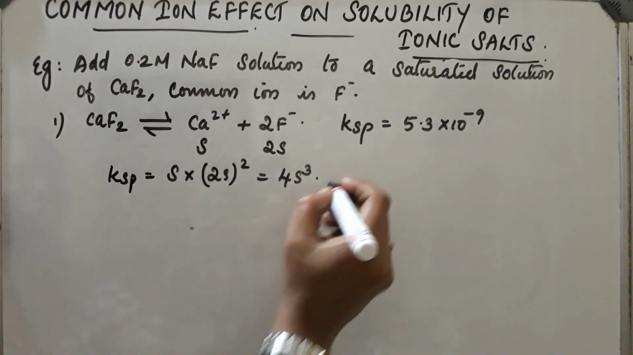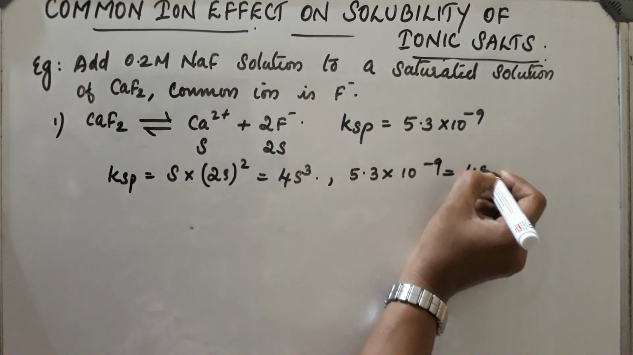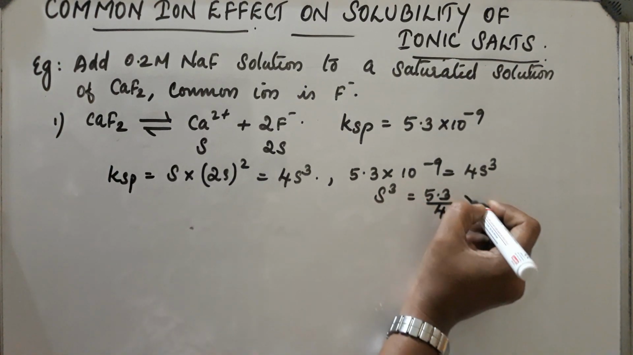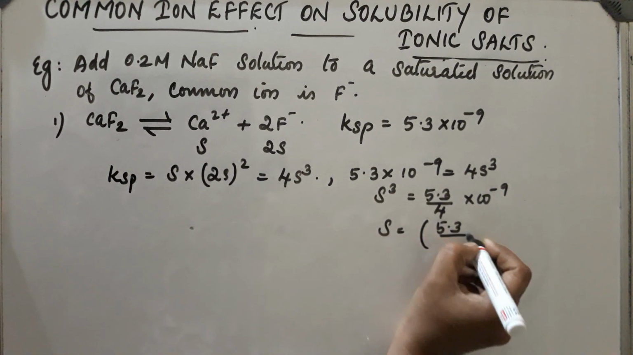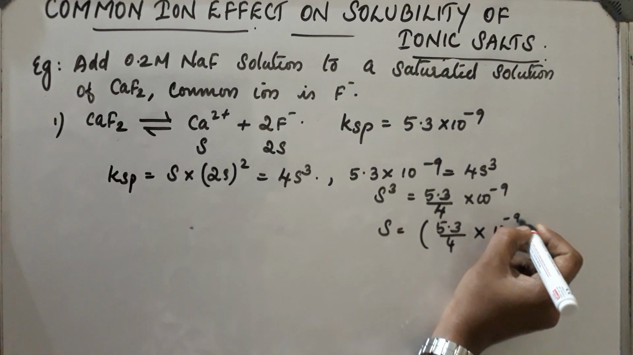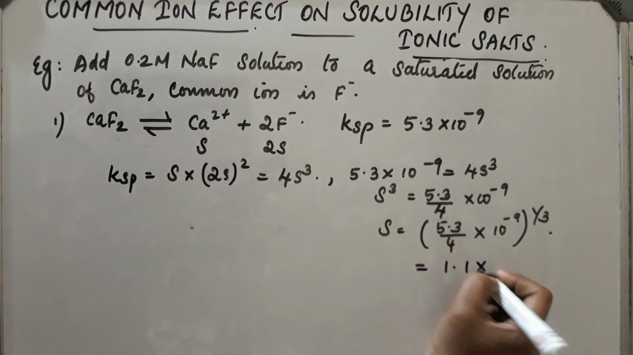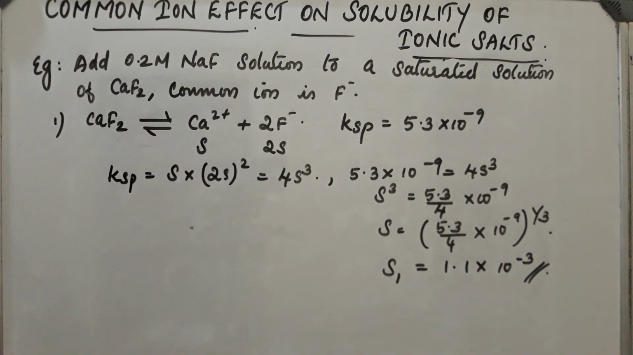Now 5.3 into 10 raised to minus 9 is equal to 4S cube, so S cube equals 5.3 by 4 into 10 raised to minus 9, or S is equal to (5.3 by 4 into 10 raised to minus 9) whole raised to 1 by 3. The answer will be 1.1 into 10 raised to minus 3. Let this be S1, the solubility without adding NaF.